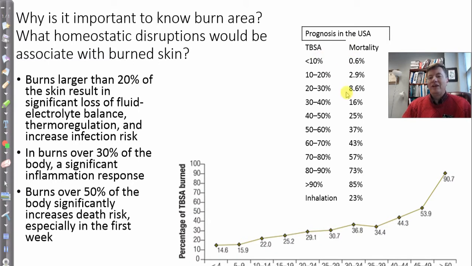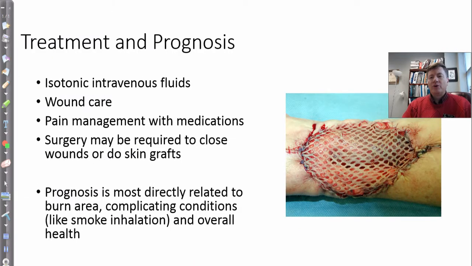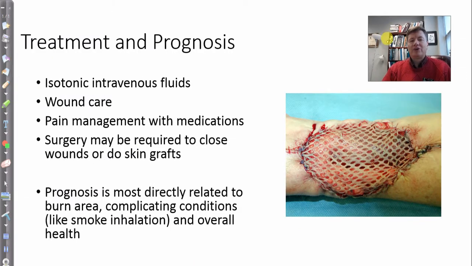Someone who has burns, even up to 30%, has about an 8% chance of dying. But by the time you cross 50%, notice how much more significant the risk is. As you lose more and more skin area, you could have more and more homeostatic disruption, which leads to potentially death. If you have more than 90% of your surface area burned, you have an 85% chance of dying, because that's a significant amount of area, and you're going to have significant impairment while you're trying to recover, if you can recover. So what's the treatment and prognosis for burns?